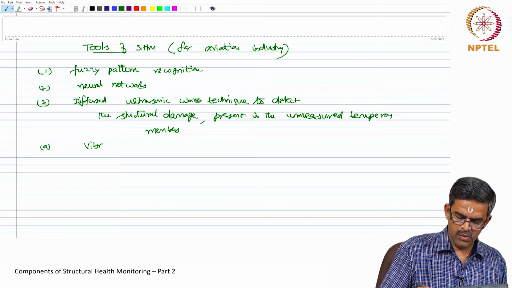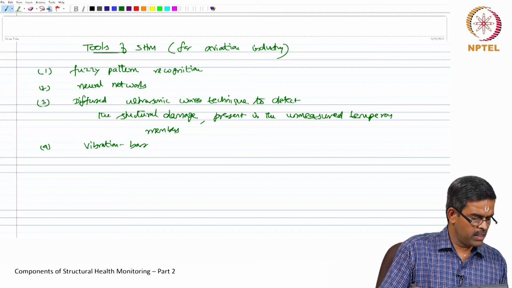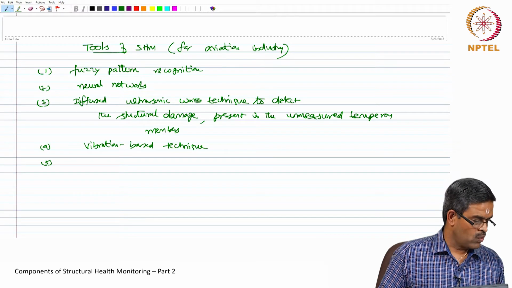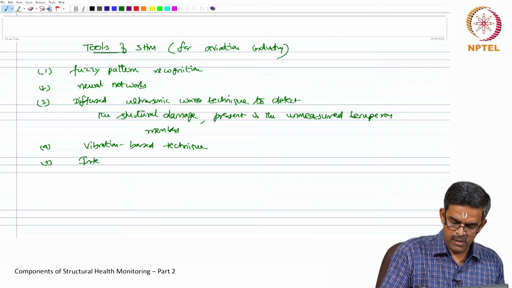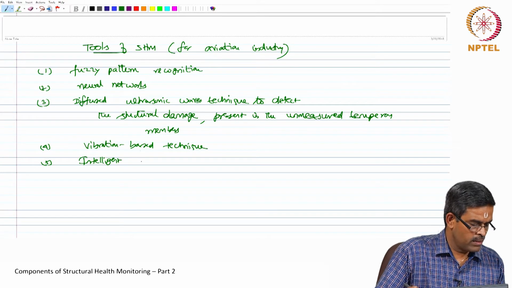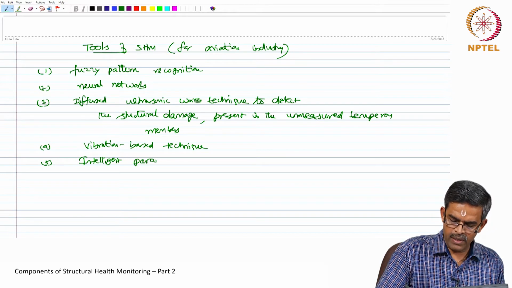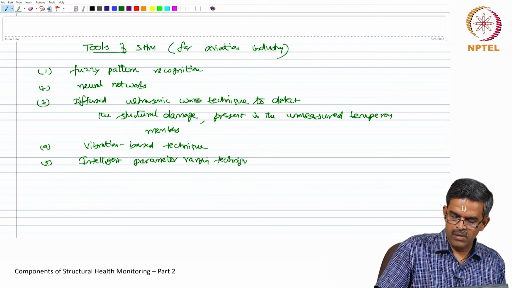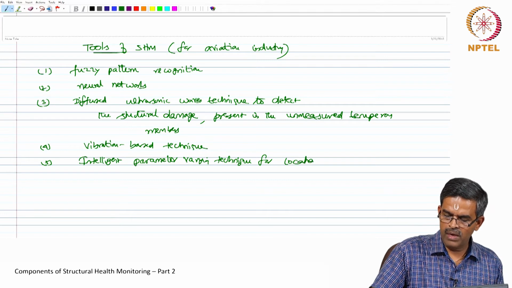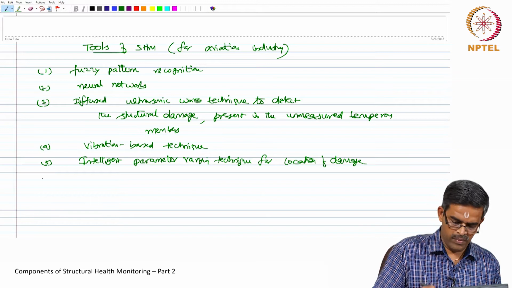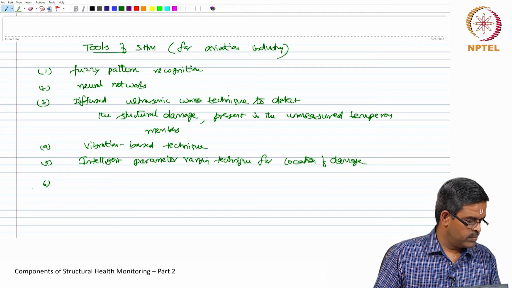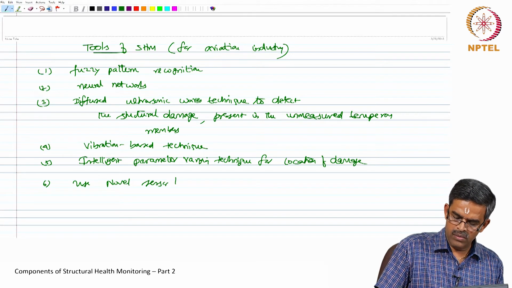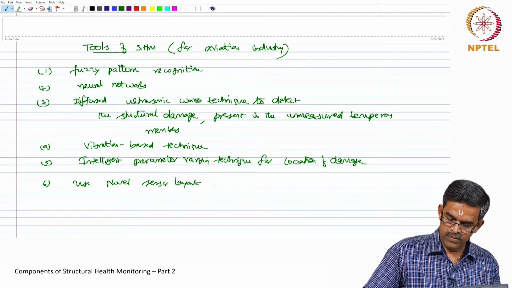One can also use vibration based technique for SHM of aviation. One can use intelligent parameter varying technique for location of damage. One can use a novel sensor layout in SHM.